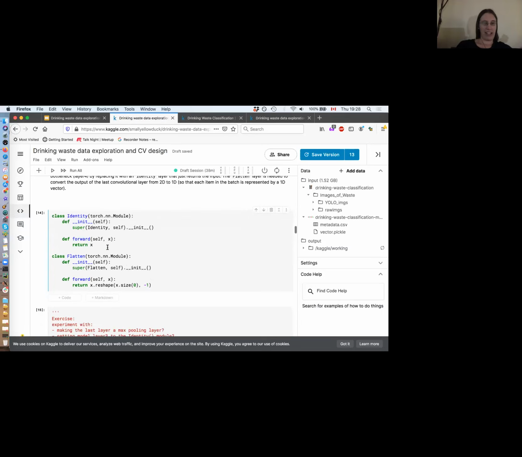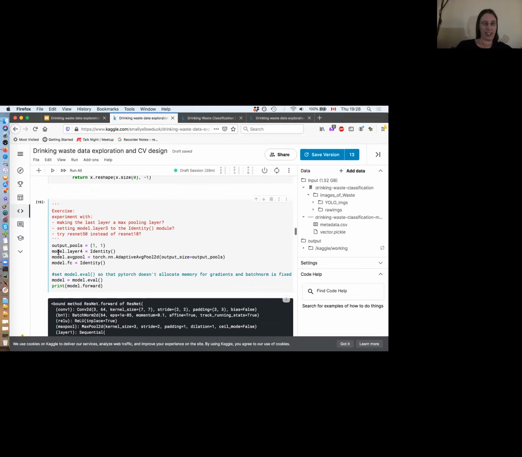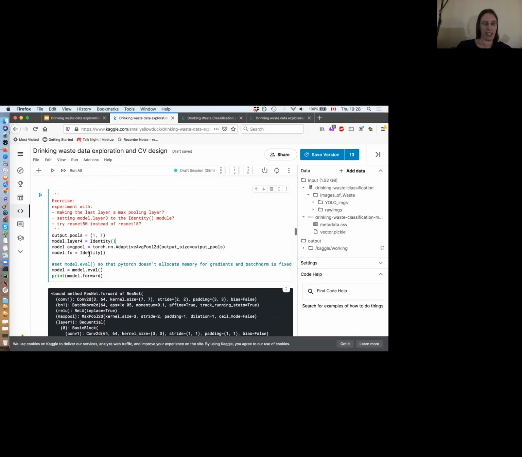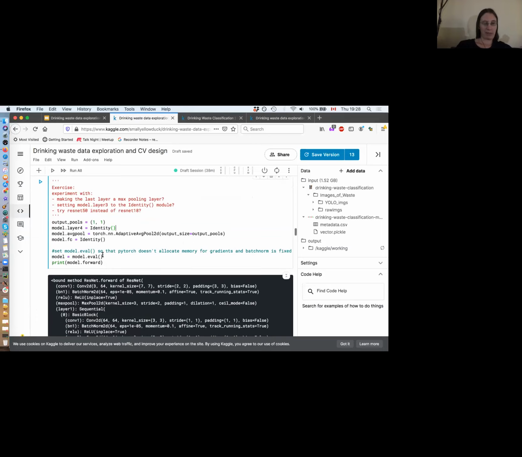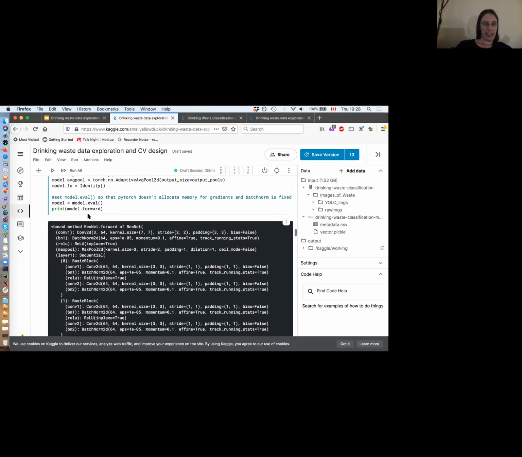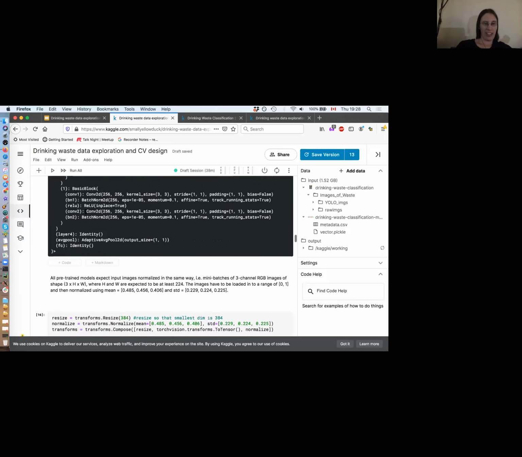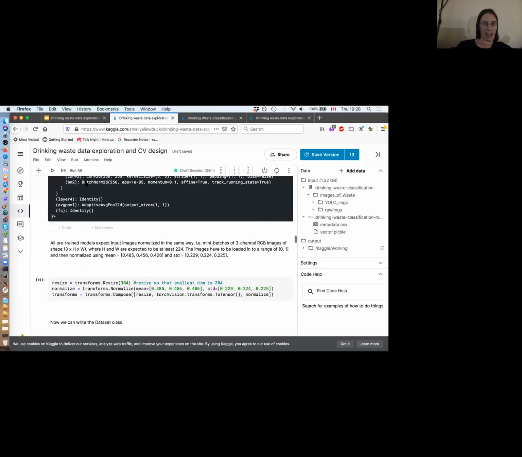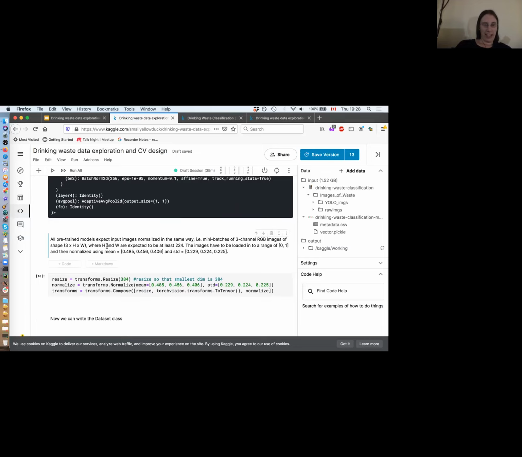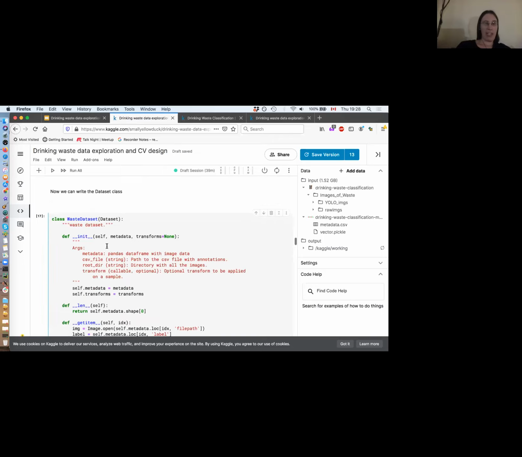I define an identity layer, and then I replace the 4th layer with the identity layer. And then I do an average pooling operation, and then replace the fully connected layer with an identity operation. So now this is what PyTorch spits out for my model. And we have to normalize the input. Okay, now we can write the dataset class.